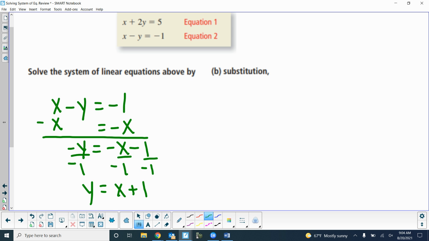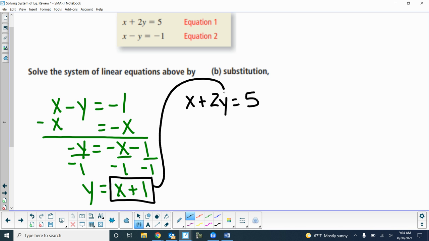And then you take this and substitute it into the other equation for that variable. So I'm going to take this, x plus 1, and substitute it for the y in the other equation, because that's what y equals. That's using substitution. All right, so this is x plus 2 times x plus 1 instead of the y equals 5.